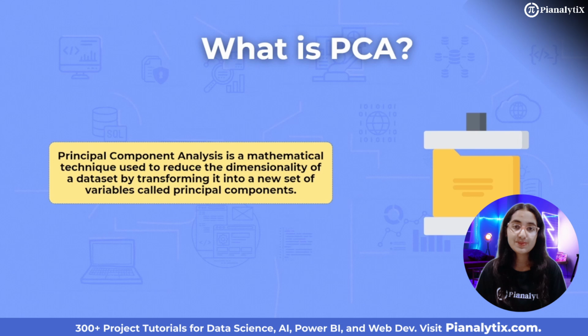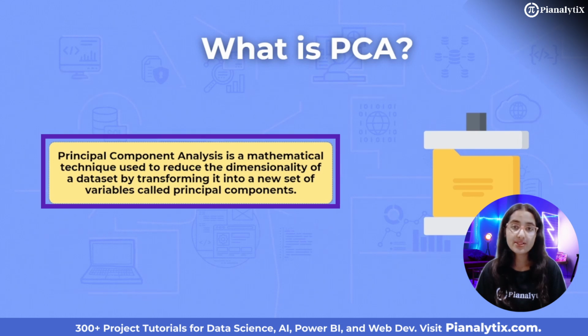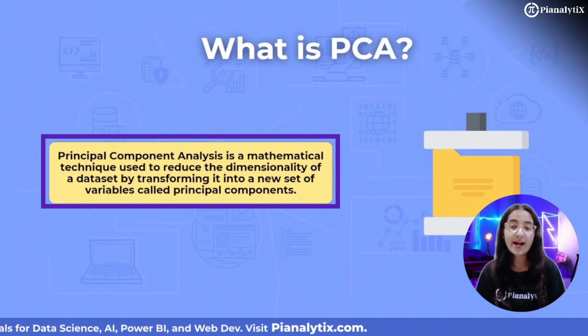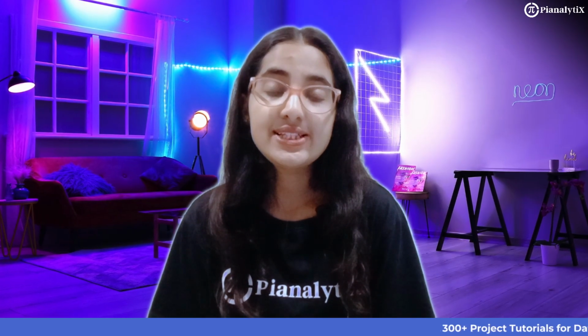So, what exactly is PCA? Principal component analysis is a mathematical technique used to reduce the dimensionality of a dataset by transforming it into a new set of variables called principal components. These components capture the most important patterns and variations in the data, but in fewer dimensions. PCA doesn't just throw away data, it tries to keep as much information as possible while reducing complexity. Think of it as compressing a file without losing important detail.